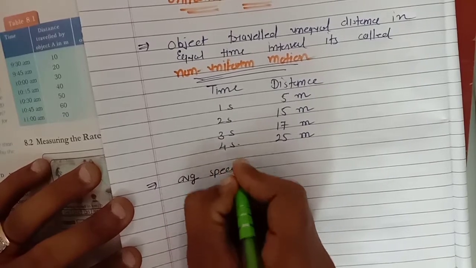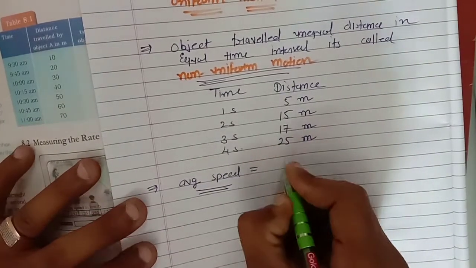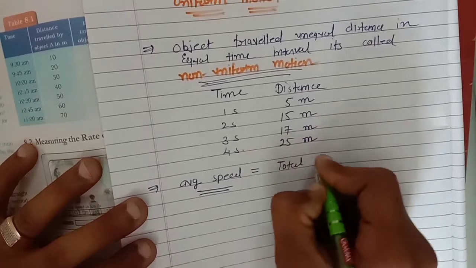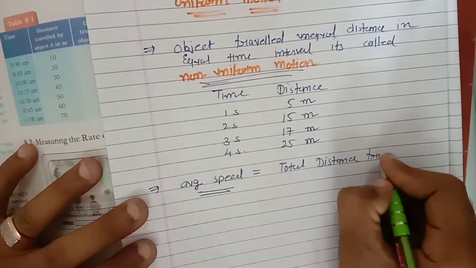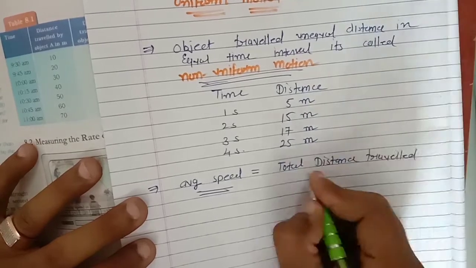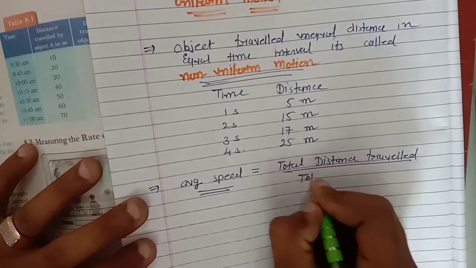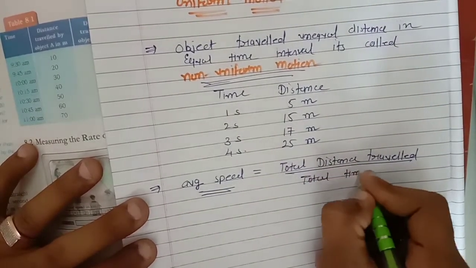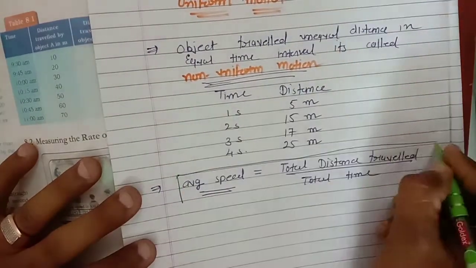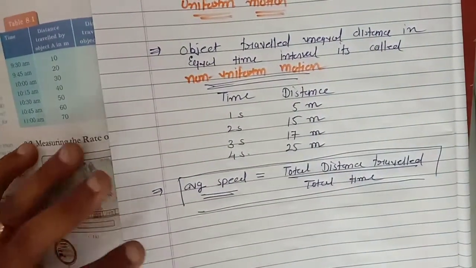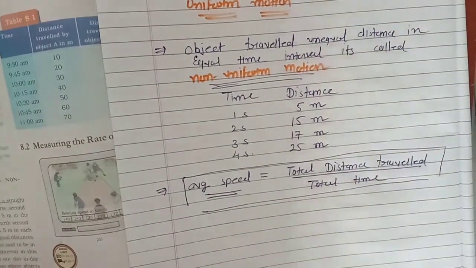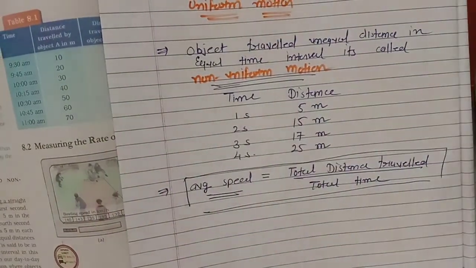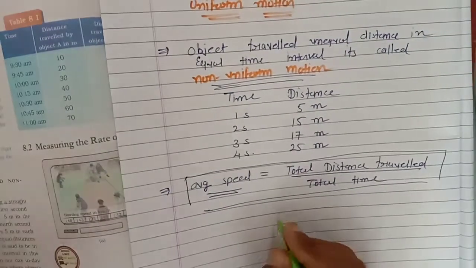Average speed is equal to what? The total distance traveled by object upon total time. This is the formula for what? Average speed. Now in the above example, total distance means what?